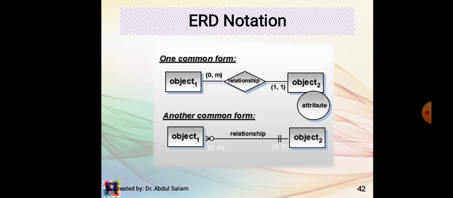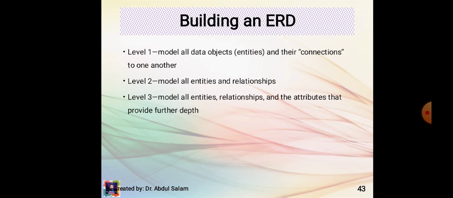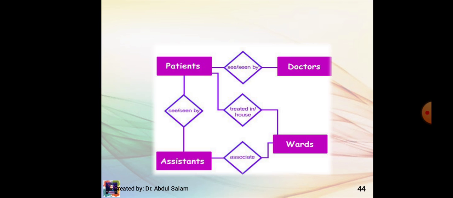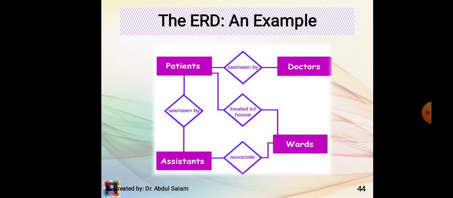ERD notation. One common form, another common form. Building an ERD. Level 1 models all data objects, entities, and their connections to one another. Level 2 models all entities and relationships. Level 3 models all entities, relationships, and the attributes that provide further depth. The ERD, an example.